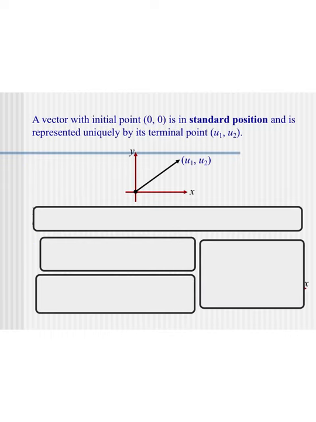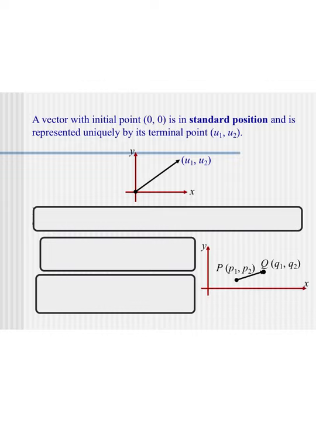A vector with initial point 0, 0 is in standard position, and it's represented by its terminal point u1, u2. So visually what that means is we're starting at our origin, and we are going towards u1, u2, and this terminal point is going to represent a lot of information for us. What we can say further, if our vector is not starting in standard position, so we have something in space here where we have P not at 0, 0 and Q also not at 0, 0, then what we're going to do is translate this back into standard position by finding what we call a component form.